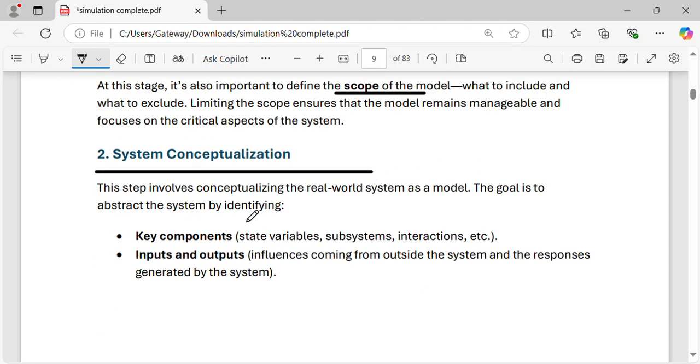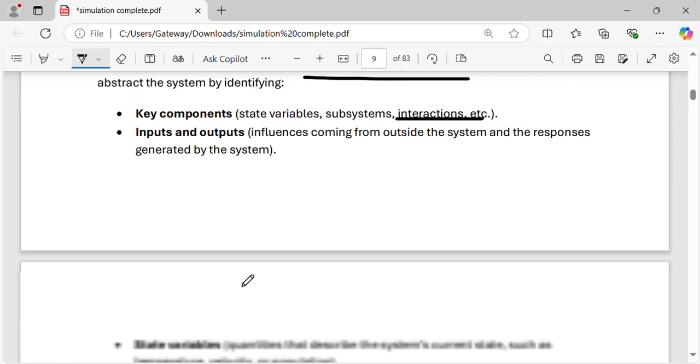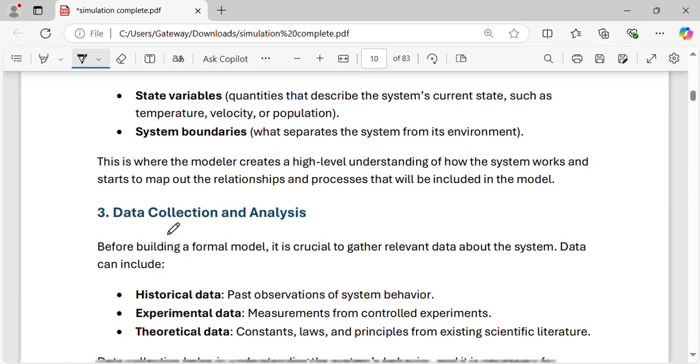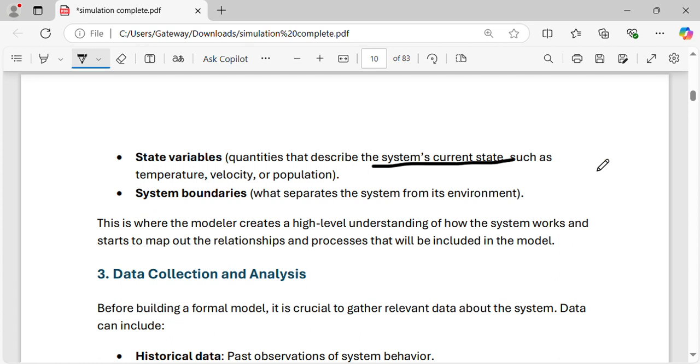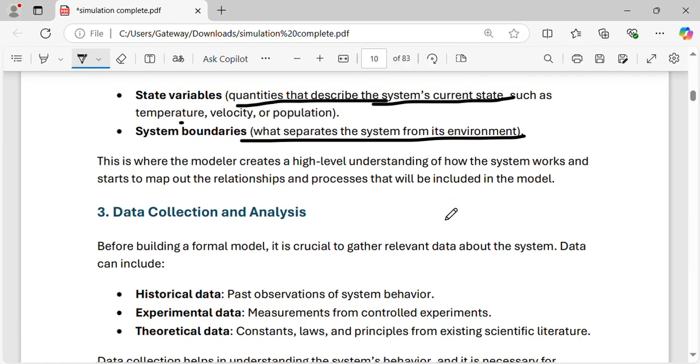We talked about conceptualization, real-world systems as a model, where we discuss how we can conceptualize the real-world system as a model. We define the model and then we conceptualize it into key components, where we have state variables, subsystems and interactions, and inputs-outputs, etc. What are state variables? They are quantities that describe the system's current state, such as temperature, velocity, or population. Always remember the state variable definition, because state variables are going to be used a lot in different contexts. And then system boundaries, which separate the system from its environment, right?